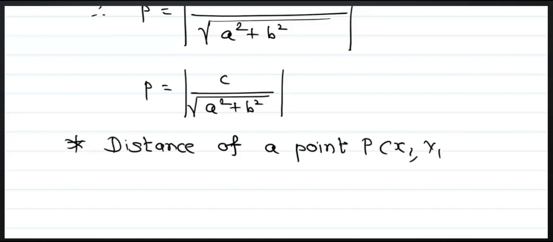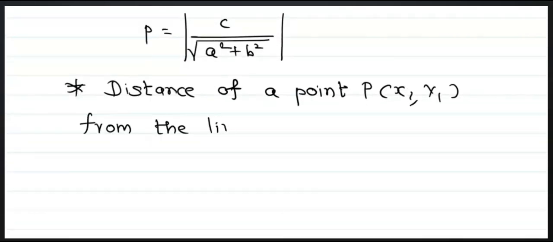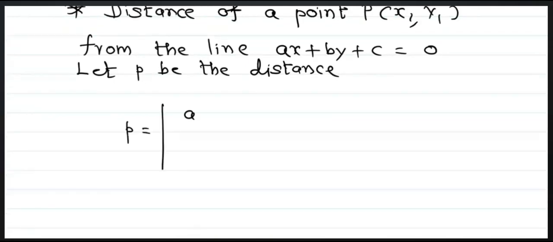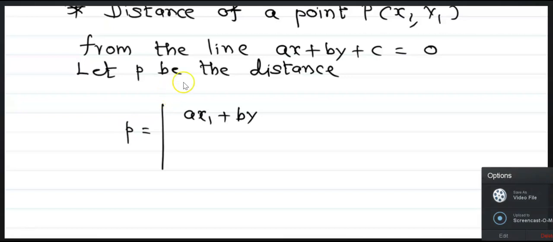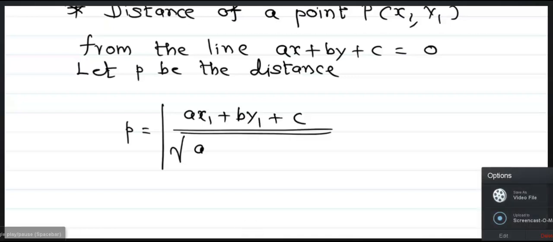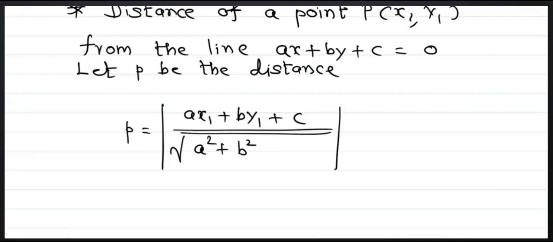Distance of a point (x1, y1) from the line ax plus by plus c is equal to 0. Now in this case, you have to remember only the formula. Here, in ax plus by plus c is equal to 0, replace x and y by x1 and y1. And that's why you will get mod of ax1 plus by1 plus c upon under root of a square plus b square.